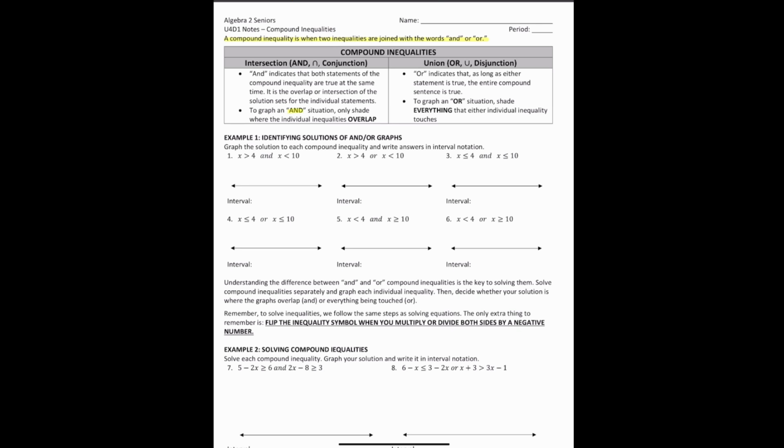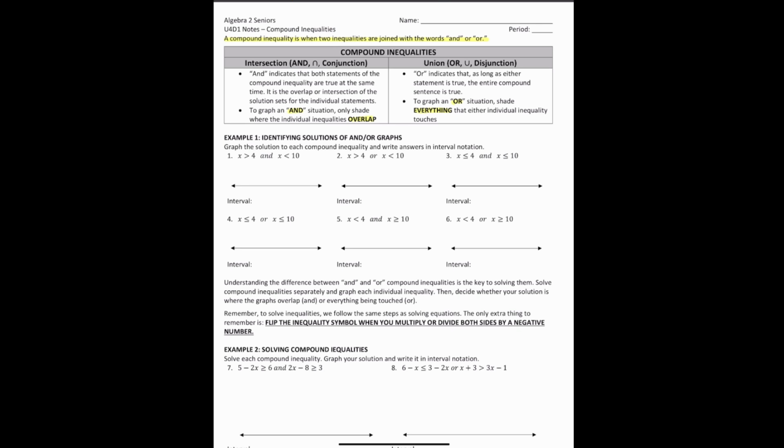To graph an and situation, only shade where the individual inequalities overlap. So again, with an and situation, it's the intersection between the two inequalities. Meaning, if I look at these two inequalities, where do these two inequalities share the same x values? Now, with an or situation, an or indicates that as long as either statement is true, the entire compound sentence is true. It is the union between the two inequalities. Now, to graph an or situation, shade everything that either individual inequality touches.